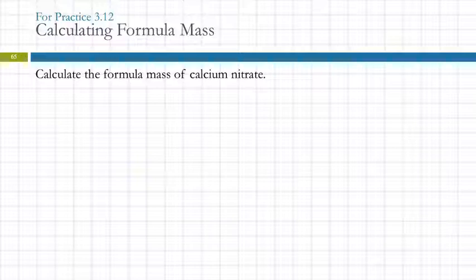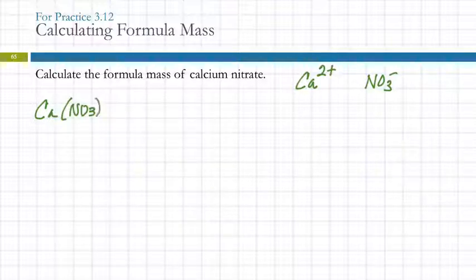What do we need first? We need the formula. All right, so we're sneaking in some nomenclature practice here. Ionic, molecular, or acid? So I hear ionic and molecular. Calcium. Is calcium a metal? Yes. So it must be ionic. So what's the charge on a calcium ion? 2 plus. And what's the charge on a nitrate ion? -1. Right? So then our formula is Ca(NO3)2.